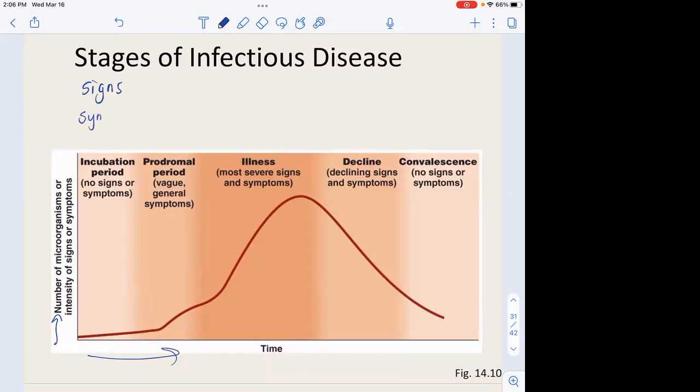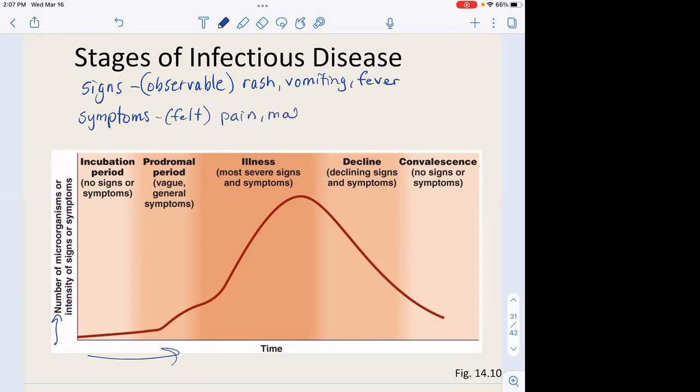Signs and symptoms, what's the difference between those two things? Signs are observable, things a doctor could see. Rash, the patient is vomiting, the patient has a fever. We can easily quantitate or see those things. When a patient has symptoms, these are things that are just felt, so maybe pain or malaise or headache. A patient says they have those things, but we can't really tell by looking at them necessarily.